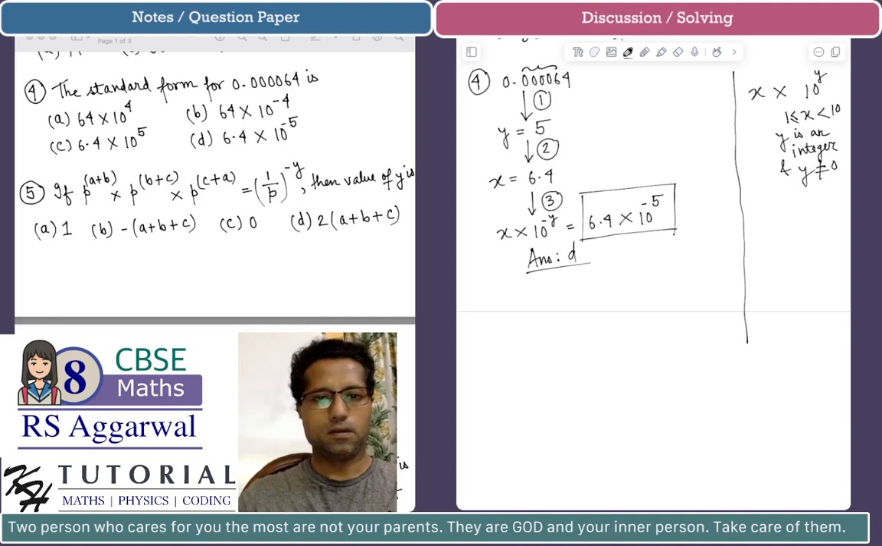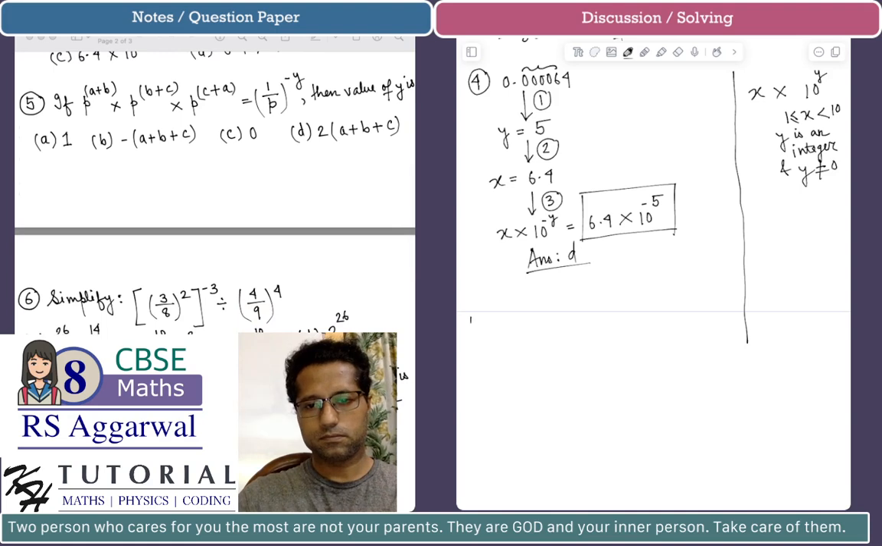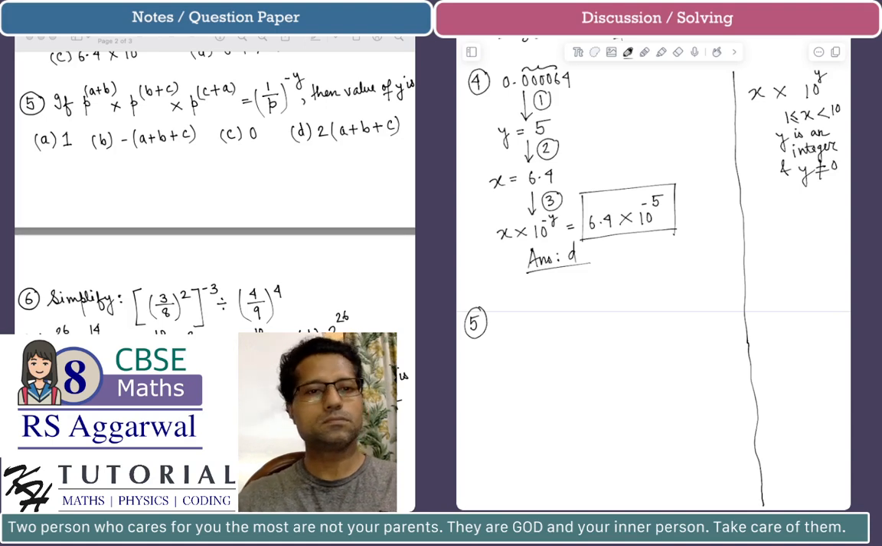Okay, let's do problem number 5. So we are given an equation. We have to find the value of y. Now this is also a kind of pattern of question where we have to find some unknown from the given power. So it's an equation.